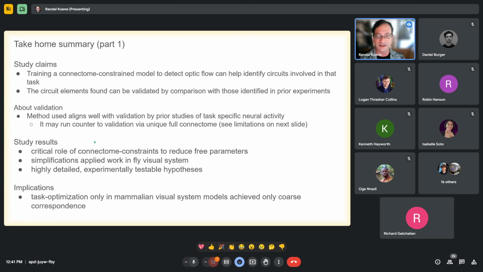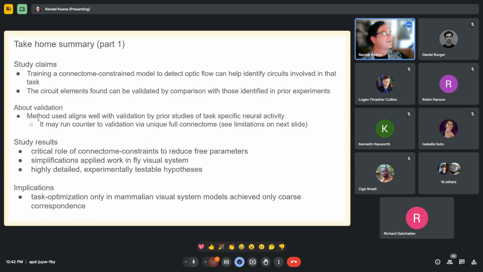All right, we've reached the part where we do take-home summary insights. So the study claims that training a connectome-constrained model to detect optic flow can help identify circuits involved in that task. And also the circuit elements found can be validated by comparison with those identified in prior experiments. And by extension, if you make predictions that haven't yet been validated before, you can then go and make experiments for those.